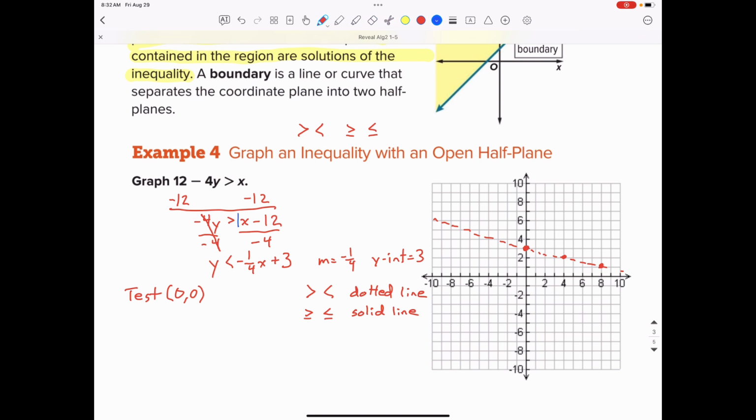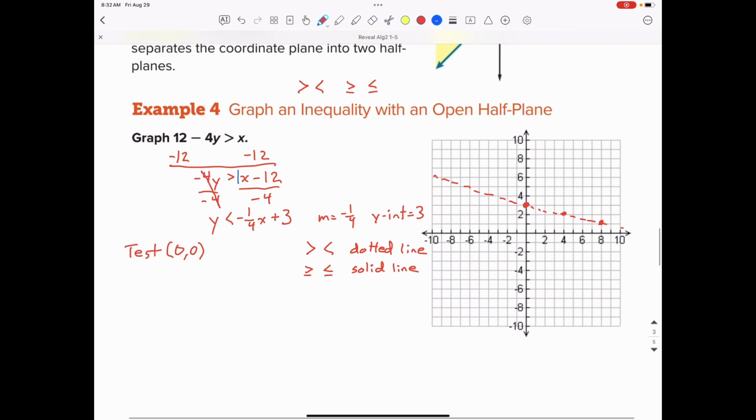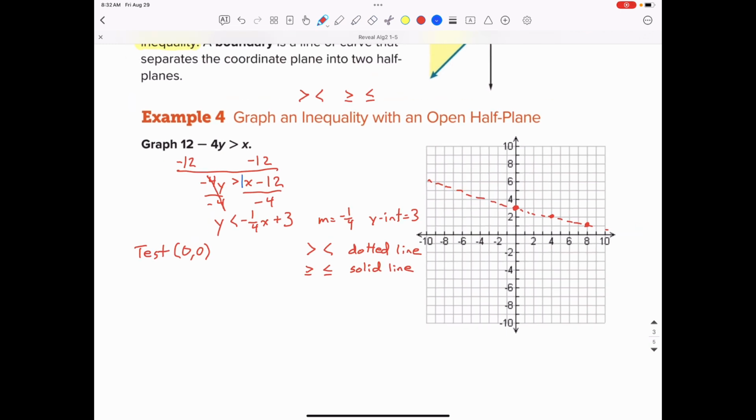So I'm going to test 0, 0 because the boundary line clearly does not go through 0, 0. That means I'm going to plug 0 in for both x and y and see if this is a true sentence. So I'm going to test, is 12 minus 4 times 0, I'm going back to the original problem for this, is this greater than 0? Don't know, that's why I'm putting a little question mark on there. So negative 4 times 0 is 0. Is 12 minus 0 greater than 0? 12 minus 0 is 12. Is 12 greater than 0? Yes, it is.